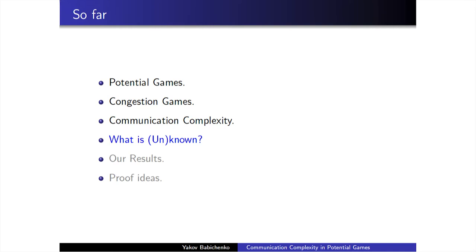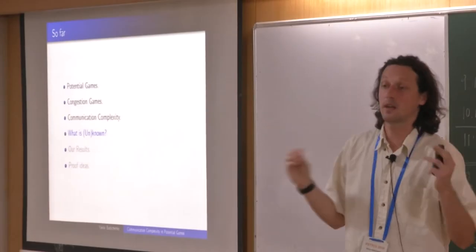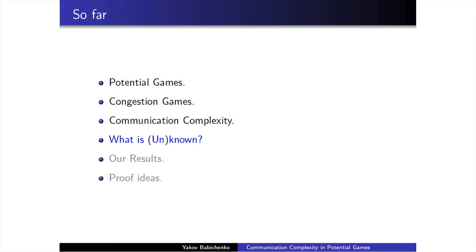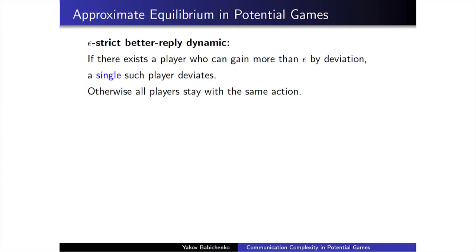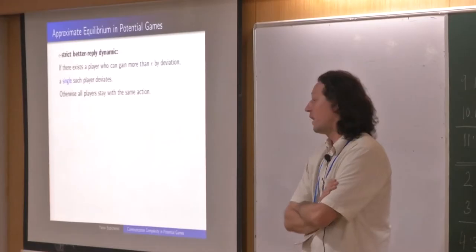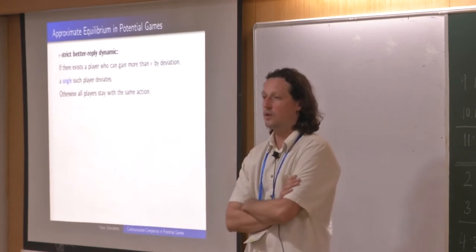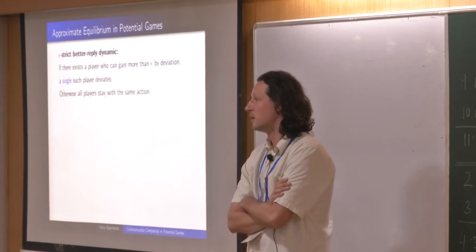Okay. So far I explained what is a potential game, what is a congestion game, and gave some general motivation about communication complexity, not necessarily in the context of potential games. Okay, so now let's see what is known specifically in the context of potential games. Let's start with approximate equilibrium. For approximate equilibrium, we have a very simple, very natural dynamic that leads us to an approximate equilibrium.